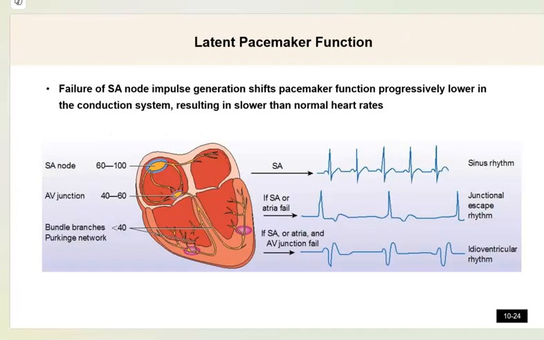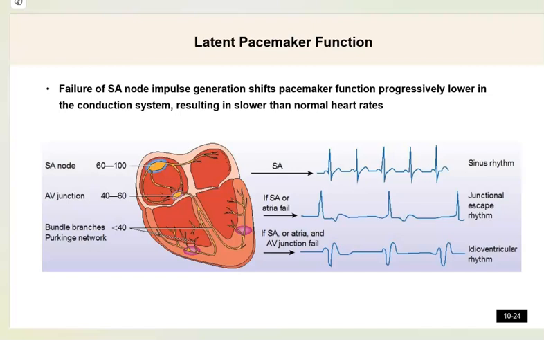Okay? So this is what we're talking about, the latent pacemaker function. The SA node is 60 to 100. So when the SA node is in charge, we typically are going to have a heart rate over 60 and should be less than 100, and we should have a normal sinus rhythm. If the AV node junction is the only thing driving the rhythm, now you're going to have a junctional escape rhythm. So the EKG tracing is going to look different, and it's going to have a slower heart rate.